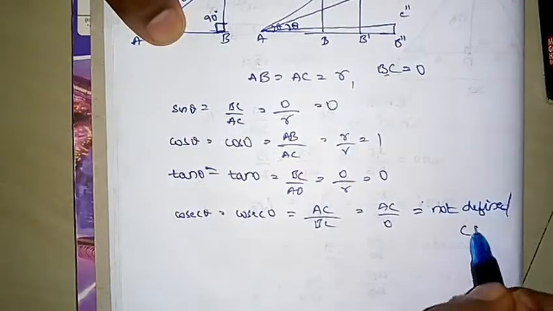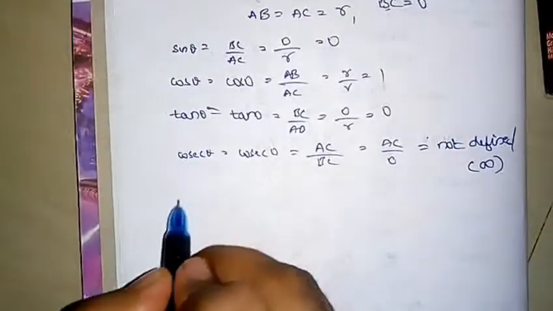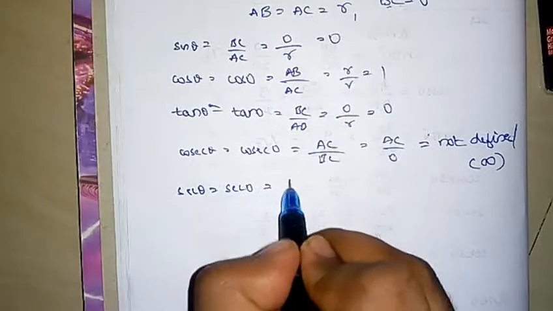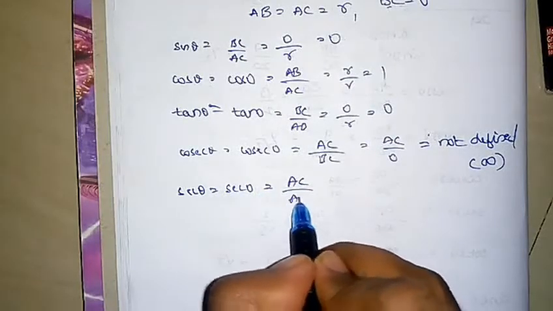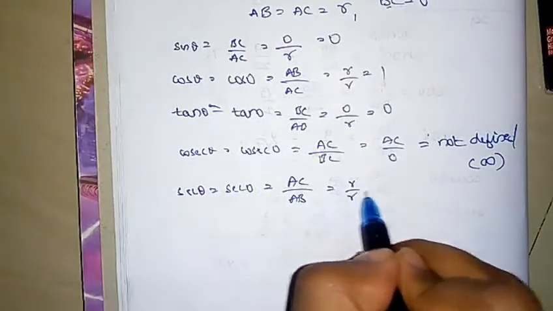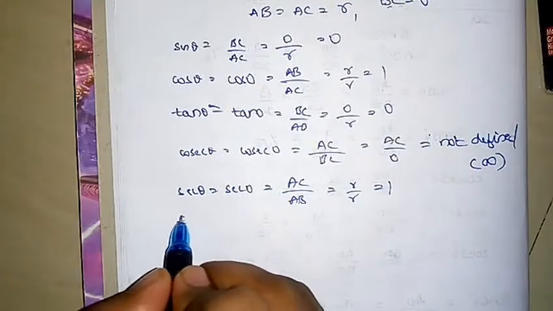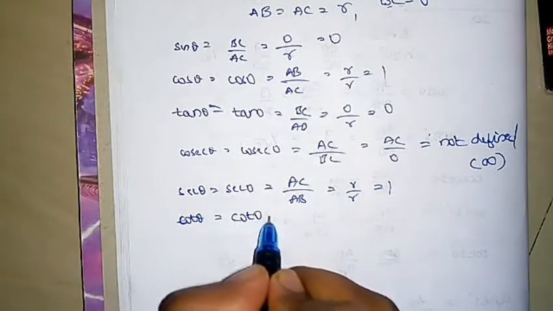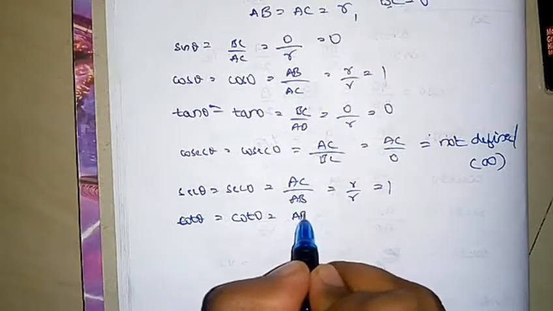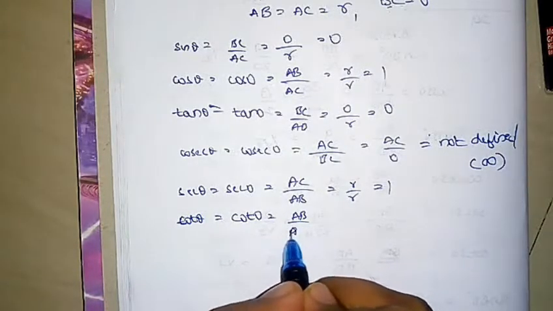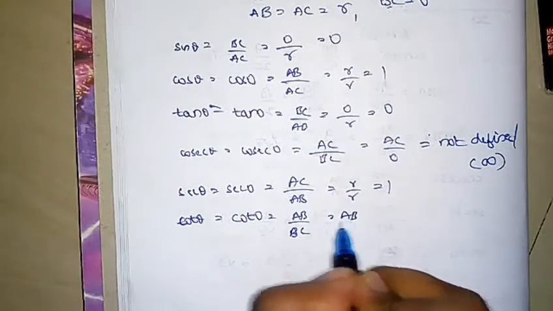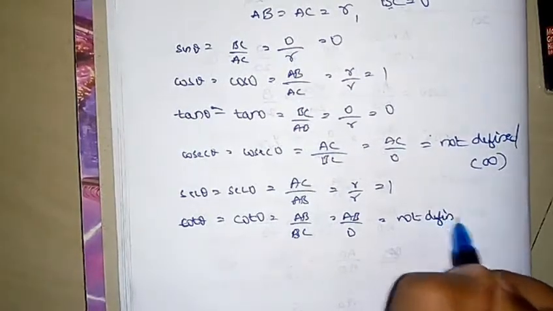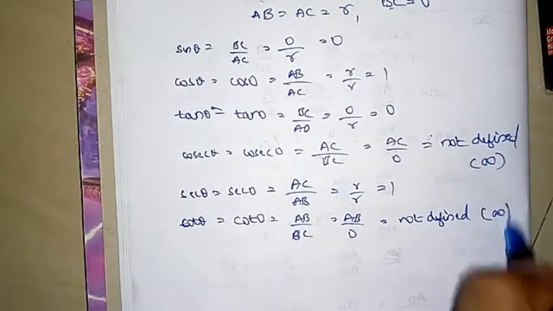or simply infinity. Secant theta is equal to secant 0, which is equal to hypotenuse AC by adjacent side AB, which is equal to r by r, equal to 1. Cot theta will be equal to cot 0, which will be equal to adjacent side AB by opposite side BC, which will be equal to AB by 0, equal to not defined or infinity.